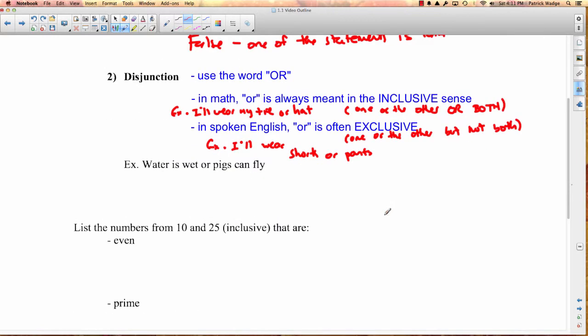So, water is wet or pigs can fly. Remember, this statement is true, this statement is false. Is the whole disjunction a true statement? Yes, this is true. As long as one of them is true, then it's true. If both of them are true, it's also true. The only way it's false is if both statements are false.